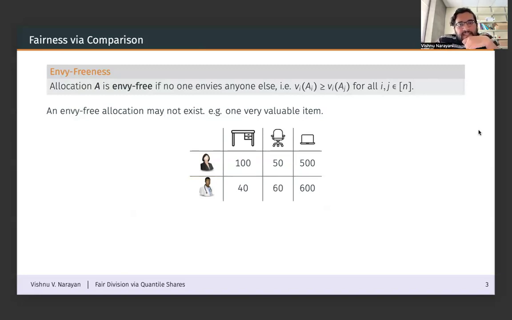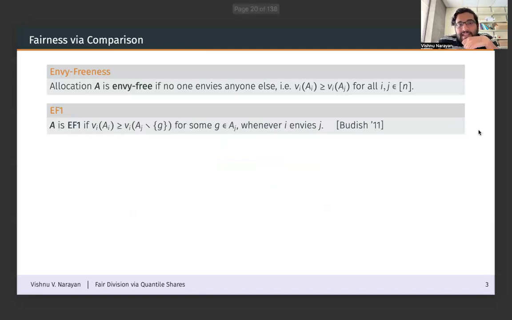So to remedy this, the literature has come up with a bunch of relaxations of envy freeness, the most prominent of which is EF1, envy free up to one item. EF1 allows for some envy between agents, but that envy is bounded. So an allocation A is EF1 if v_i of A_i, agent i's value for its own bundle, is at least v_i of A_j minus g, i's value for j's bundle, minus some item g. There exists some g in A_j where this is true whenever i envies j.